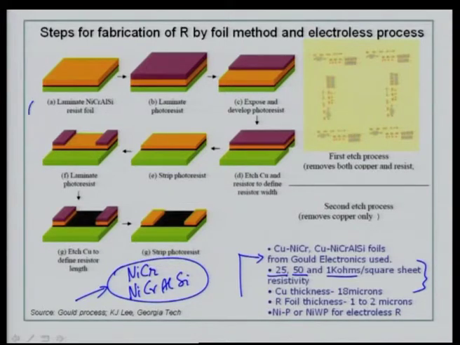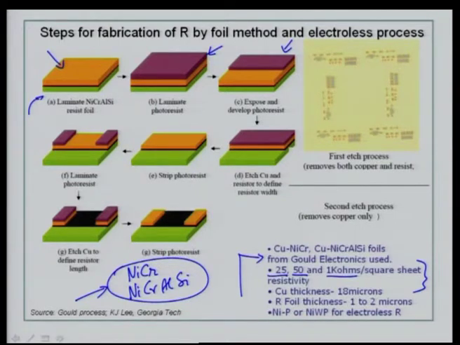You can see here on an FR4, nickel chromium aluminum silica resistor foil is laminated, and you can see the black layer that is sandwiched between the top copper and the bottom green FR4 material. So, from the manufacturer you will get this foil where the resistor is actually bound to the copper foil. Now, you do a lamination using photoresist, then expose and develop. So, you are defining certain areas now.